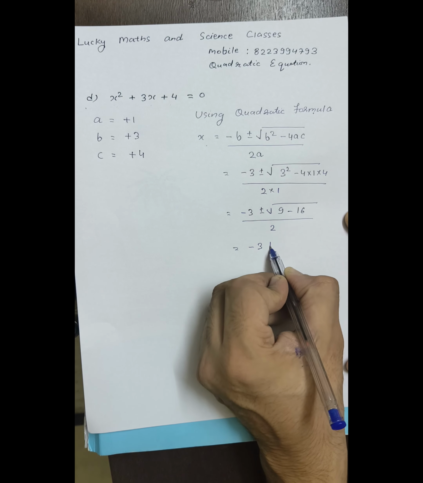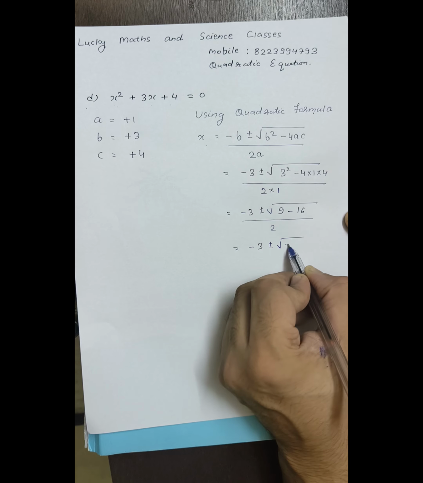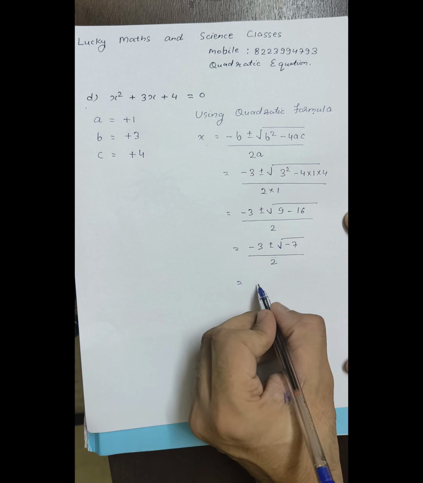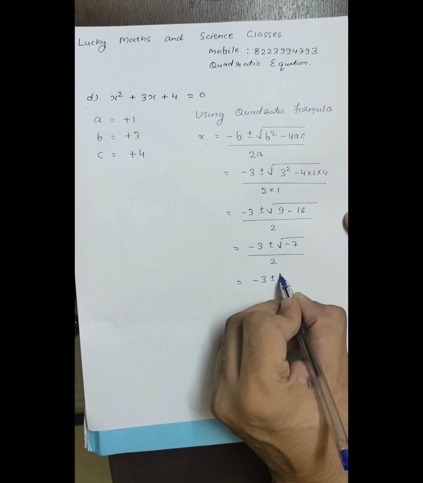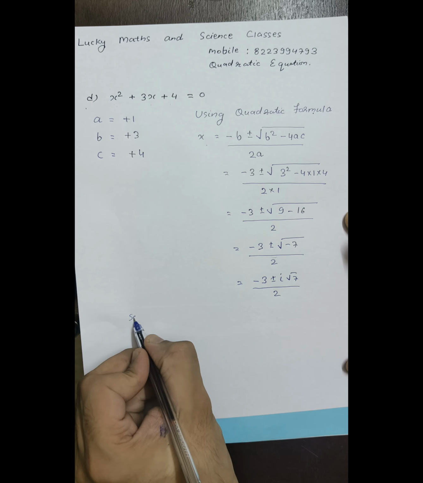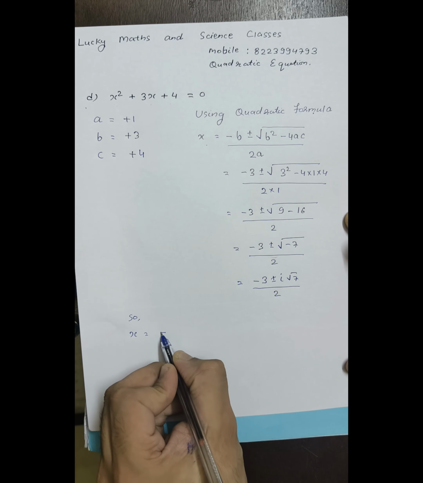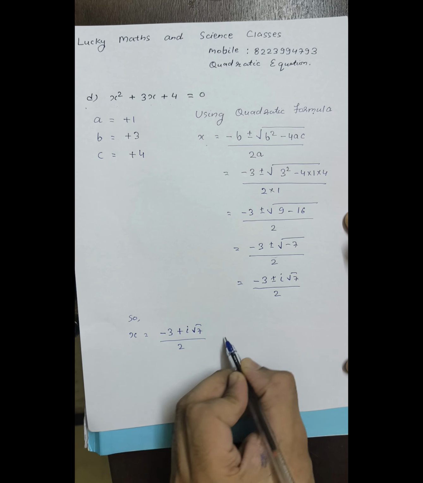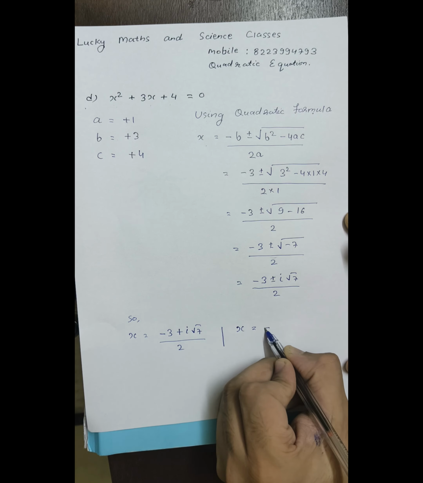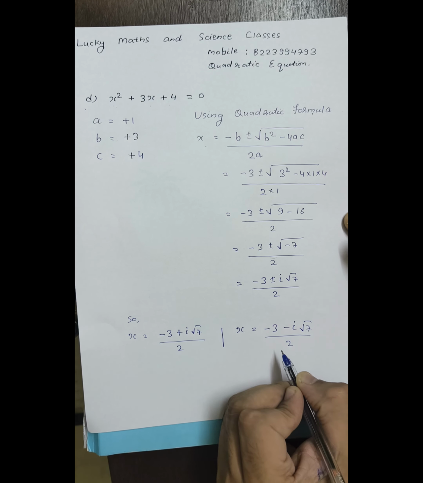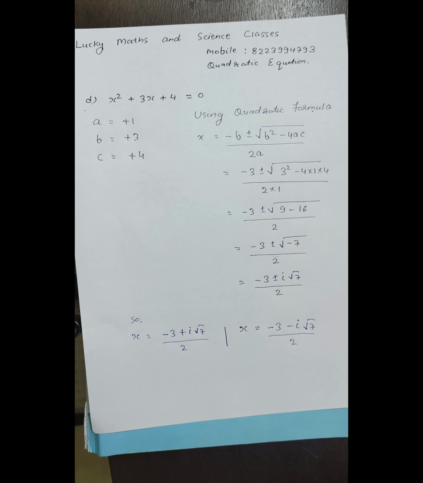Again, minus 3 plus minus, we are getting square root of minus 7, whole upon 2. So we can say minus 3 plus minus i square root 7, again a complex number, divided by 2. So x is equal to minus 3 plus i under root 7 by 2, or x is equal to minus 3 minus i under root 7 by 2. This time also, the roots are coming complex as well as conjugate to each other.